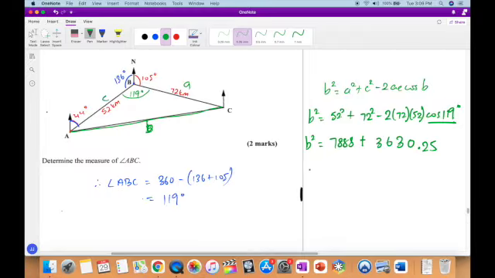3630.25. So therefore b is equal to the square root of, when I add these two, we'll get about 11518.25, and so b is the square root of the answer, about 107.3 kilometers. And that looks about correct.